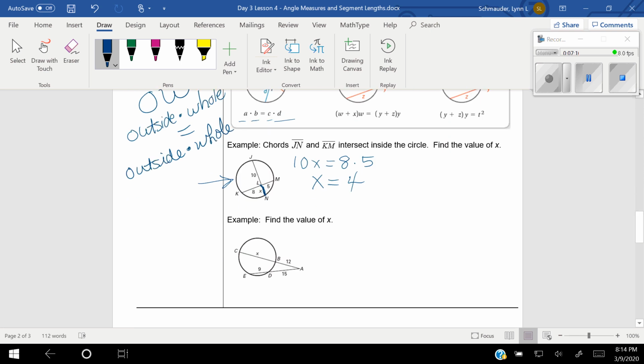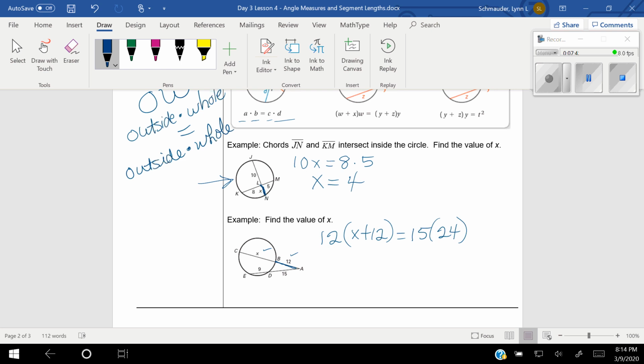Okay, but now comes the ow part. Outside times the whole equals outside times the whole. So the outside here, let's start here. The outside is 12. What's the whole thing there? X plus 12, right? X plus 12 is the whole length, and that equals the outside of the other secant, which is 15, and the whole thing is 9 plus 15, which is 24.